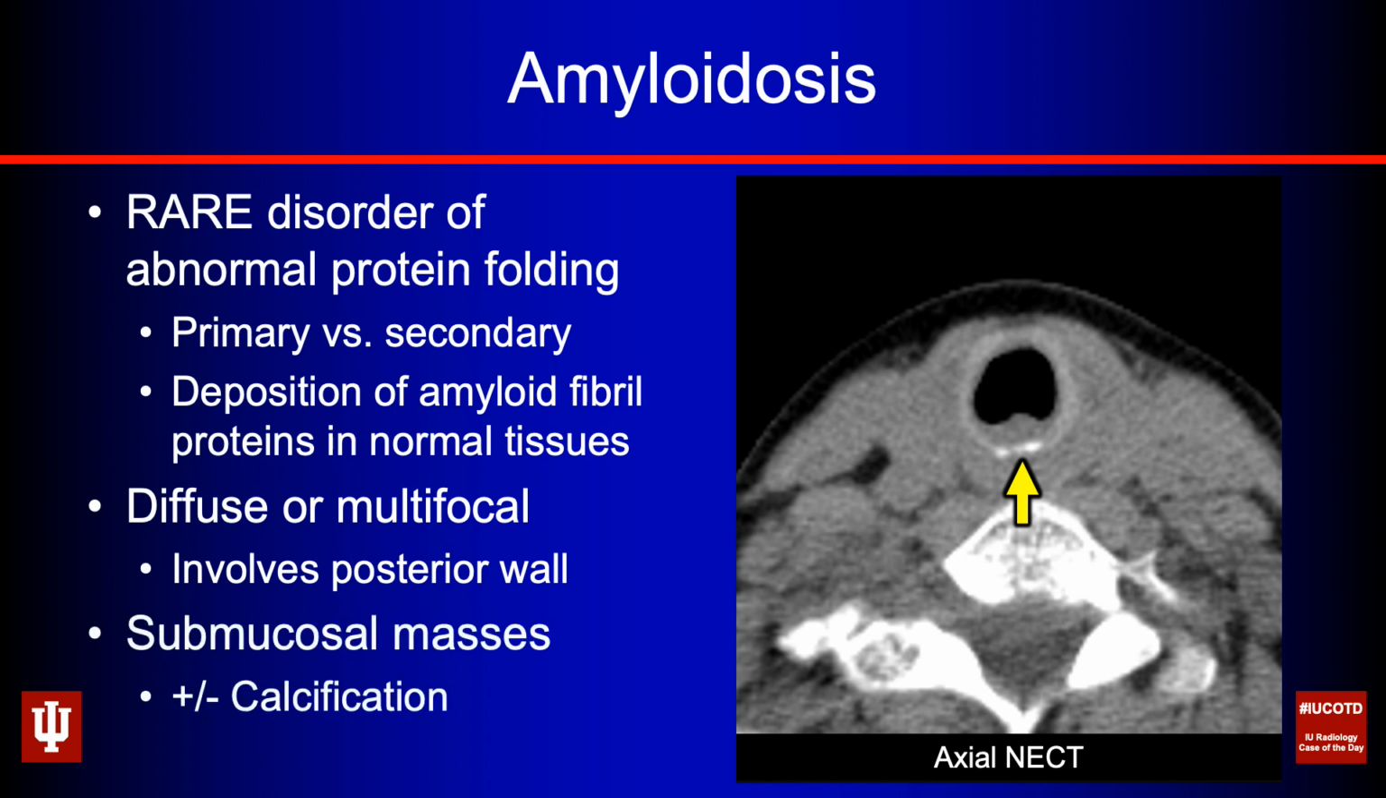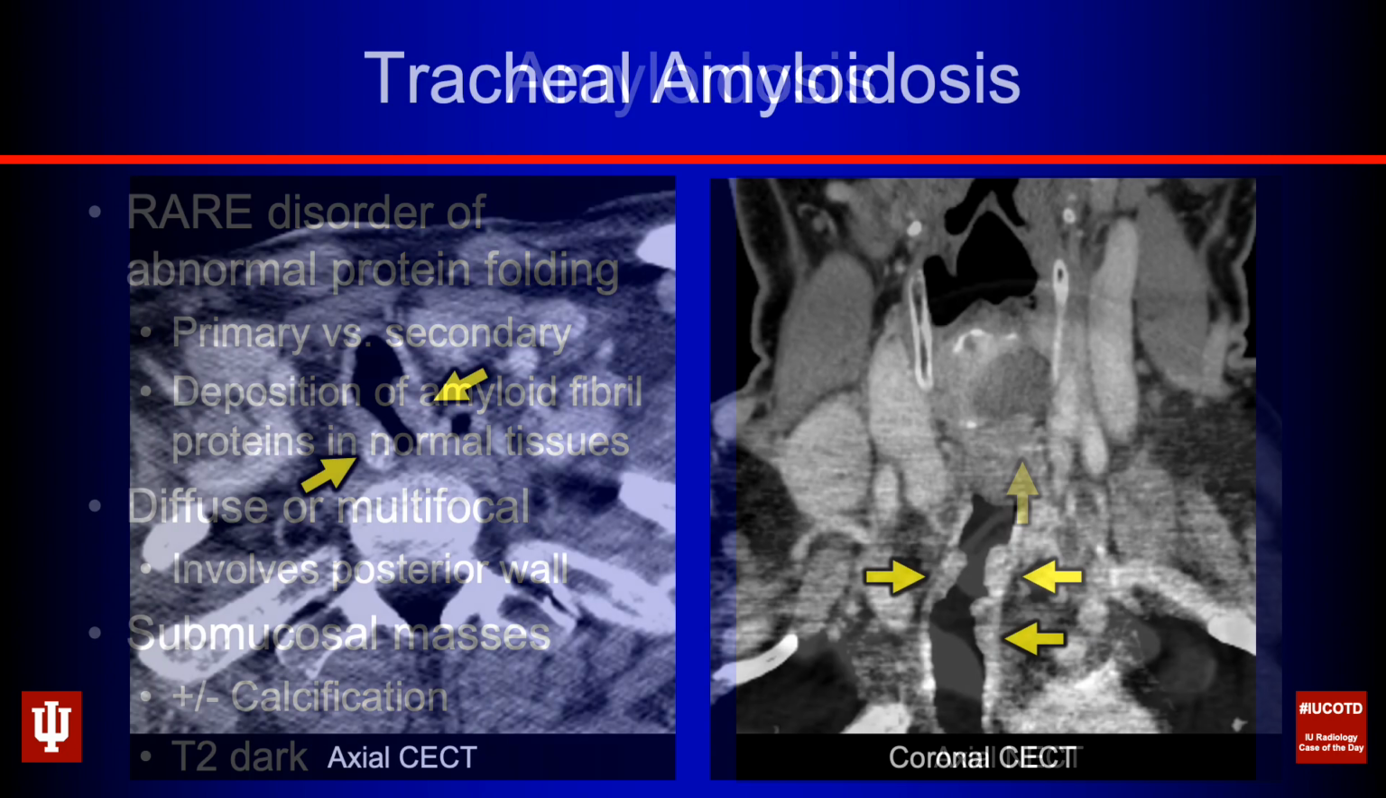So these submucosal masses can be calcified. If you do MRI, they have a characteristic dark T2 signal, so they're hypointense on T2. That's an important thing to keep in mind. If you give contrast on MRI, you may have enhancement as well.